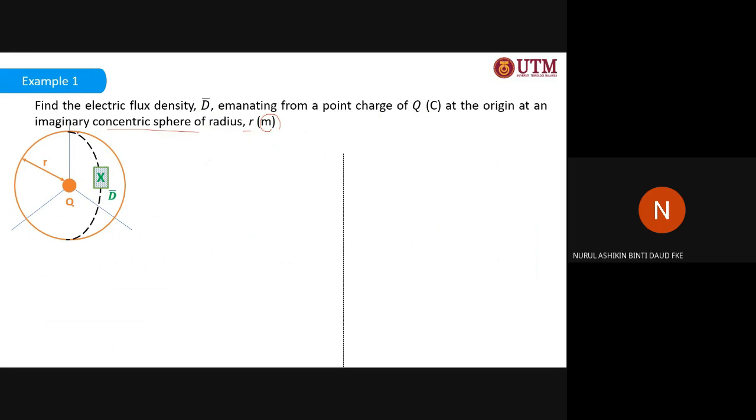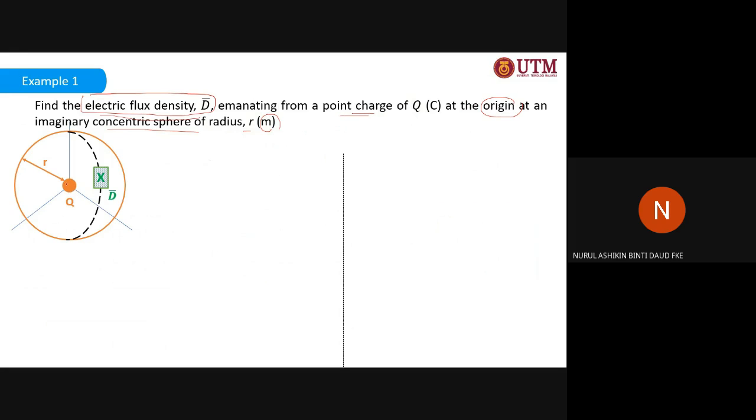Here they said that there is an electric flux density. You need to find the electric flux density, so this is your aim or goal. And they said that it is emanating from a point charge. So there is a point charge. Where is the location of this point charge? It is at the origin.